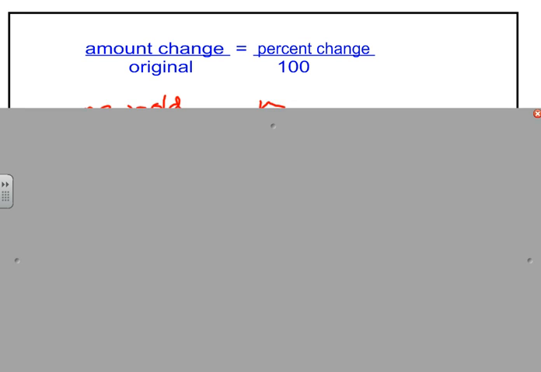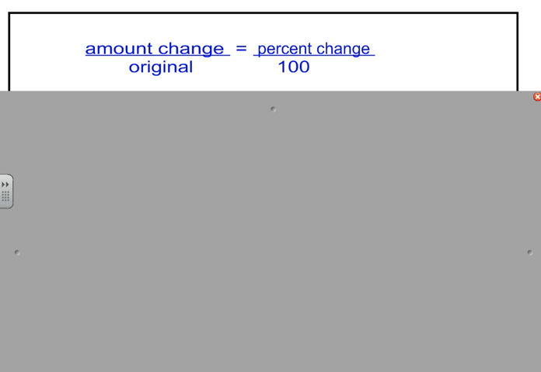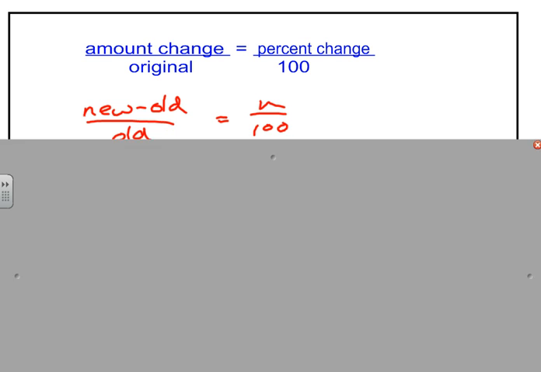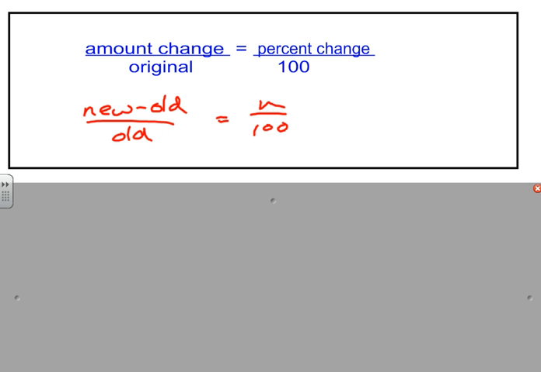So here is the little thing that Emily just shared, right? The amount of change over the original equals the percent change over 100. Now, you could write that with a percent sign too. In that case, you wouldn't need to have over 100. The way that we find the amount of change is we take the new amount and subtract the old amount, the original. And we can put that over the old amount or the original amount. That's how we find the change.